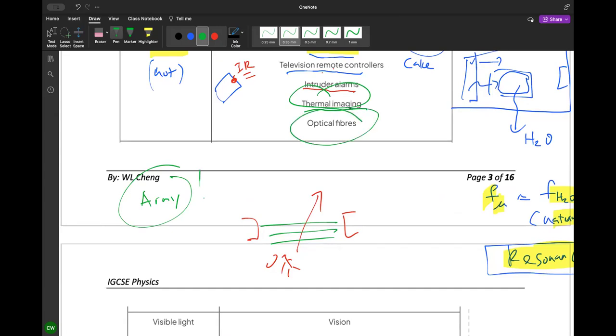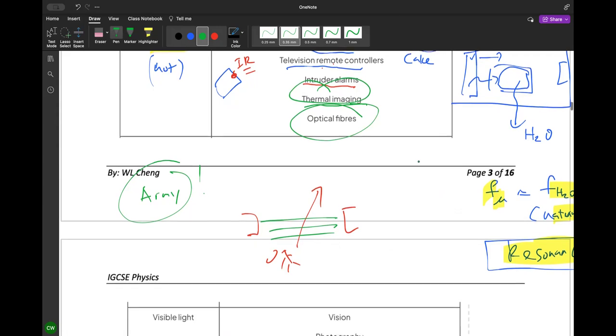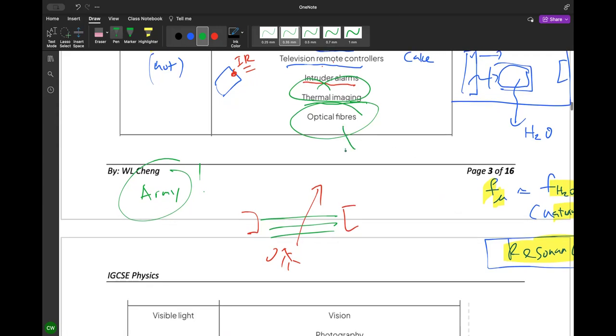Optical fiber, you know or not? Optical fiber, for what? Internet. High speed internet transmission.